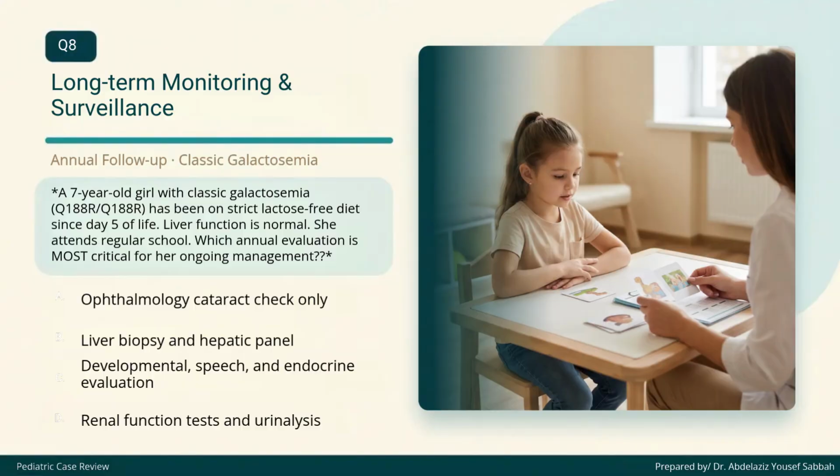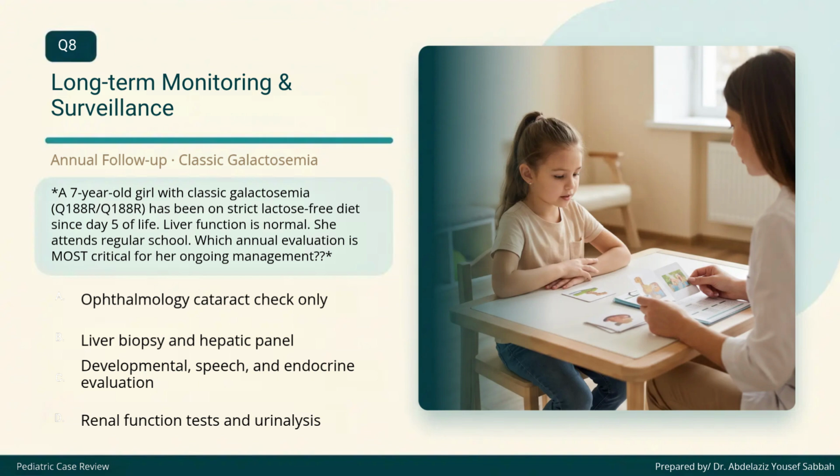Case 8. A 7-year-old girl with classic galactosemia, genotype Q188R homozygous, has been on a strict lactose-free diet since day 5 of life. Liver function is normal, and she attends regular school. Which annual evaluation is most critical for her ongoing management?